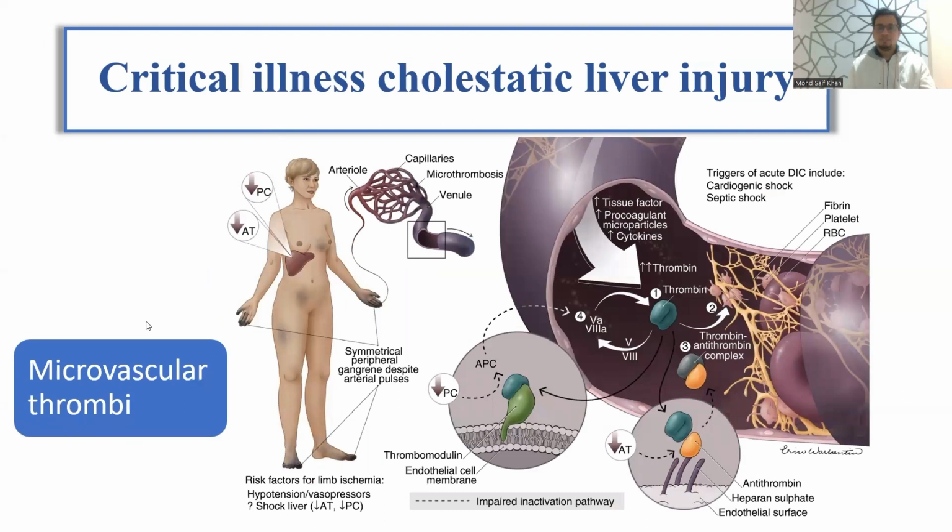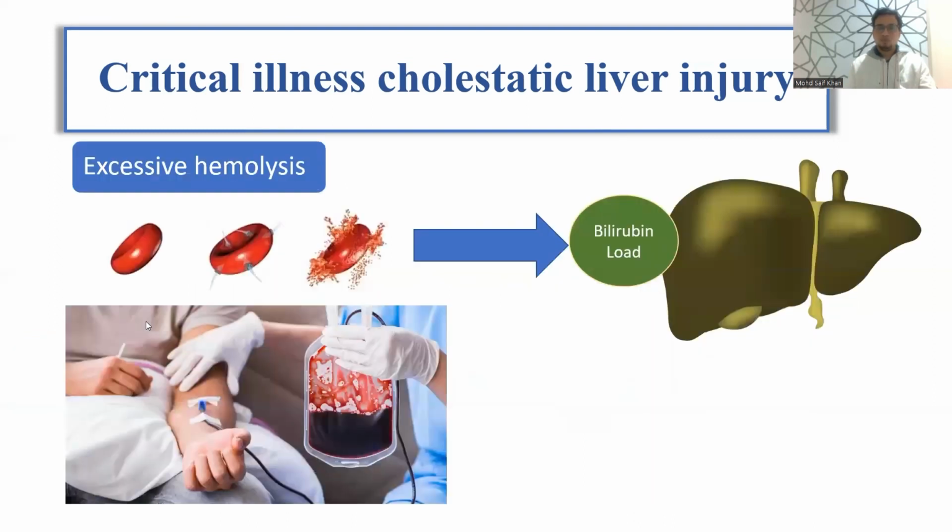In addition, hepatic microvascular impairment caused by microthrombi formation aggravates the cellular dysfunction and in turn augments the cholestasis. So in a few cases, increased bilirubin load can also cause this. Okay, like excessive hemolysis, which is caused by incompatible blood transfusion, or drugs which can result in increased bilirubin load, can lead to a cholestatic pattern.